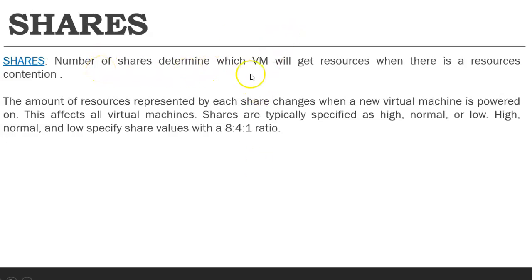The number of shares determines which VM will get resources when there is resource contention. The amount of resource represented by each share changes when a new virtual machine is powered on. This affects all the virtual machines. Shares are typically specified as high, normal, or low, with share values like 8, 4, 1. These ratios they have defined for each machine, and based on this, the criticality of the resources required by each machine, they allocate the resources.